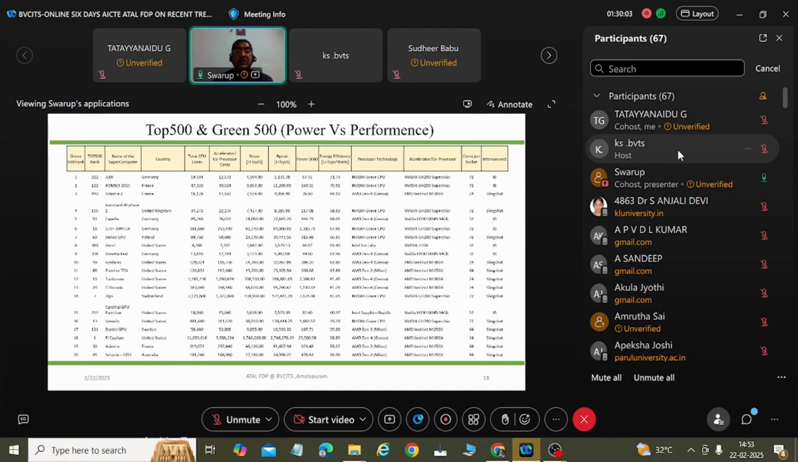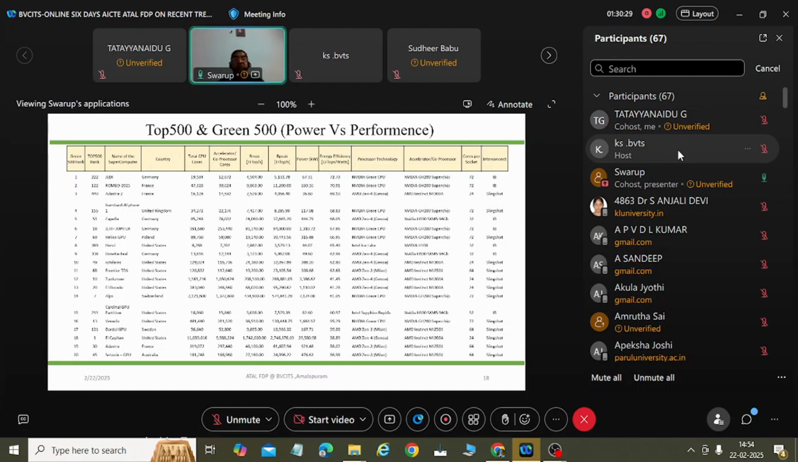Whereas the Top500 doesn't talk about power performance, it only talks about system performance. The system performance in exaflops is the highest, so it is ranked number one. But when it comes to performance per watt, it is in the 18th position. I think this is understood, right? This slide.